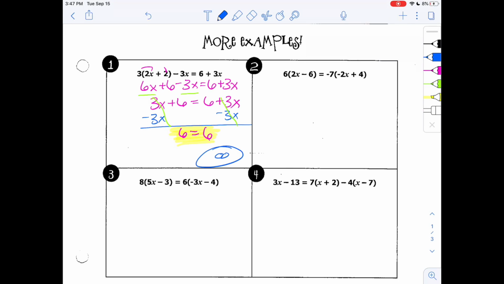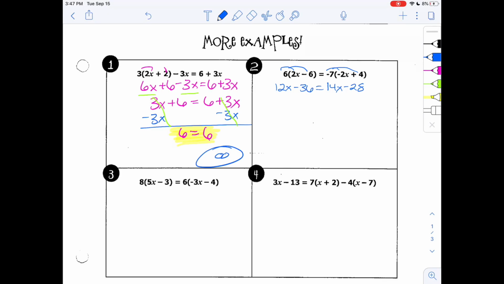Number 2, we have parentheses, so we're going to apply the distributive property, and in this problem we need to apply that property twice. 6 times 2 is 12x. 6 times negative 6 is negative 36, equals negative 7 times negative 2 is a positive 14x. Negative 7 times positive 4 is a negative 28.